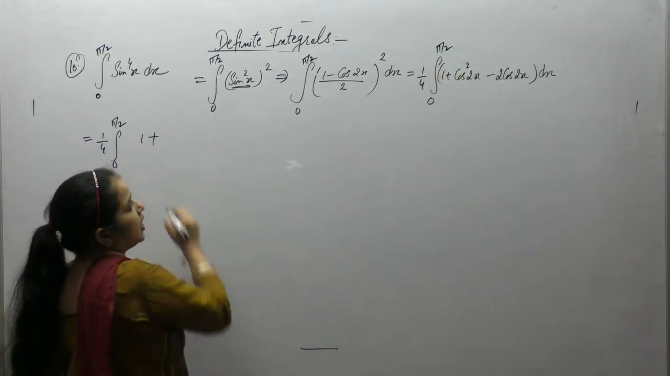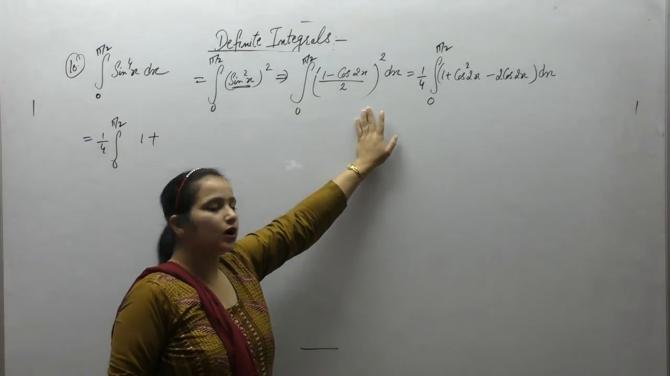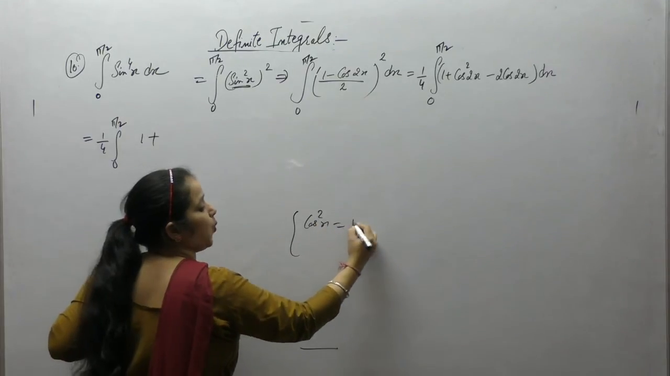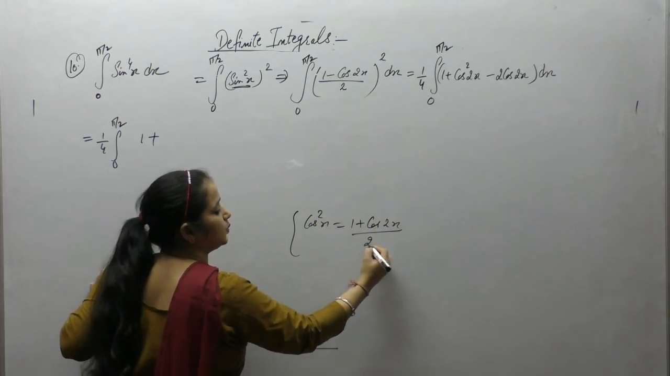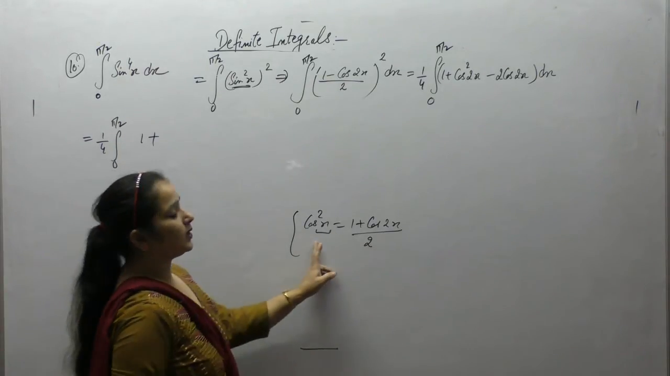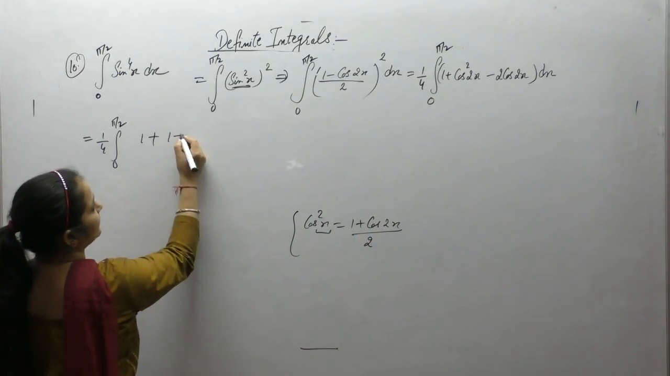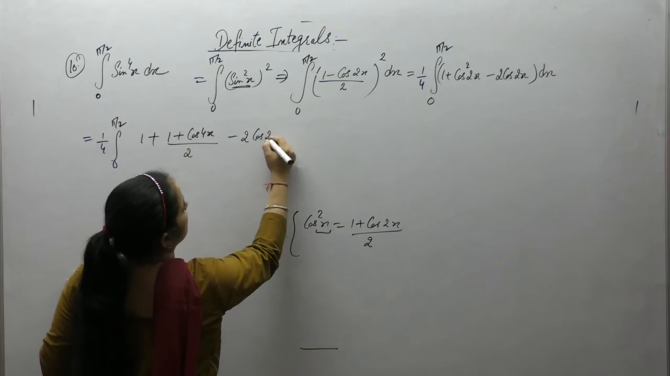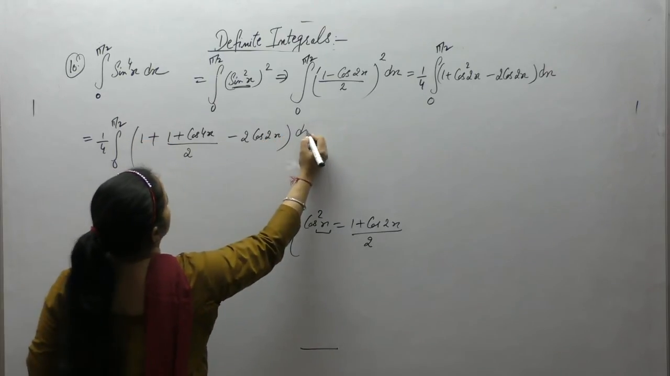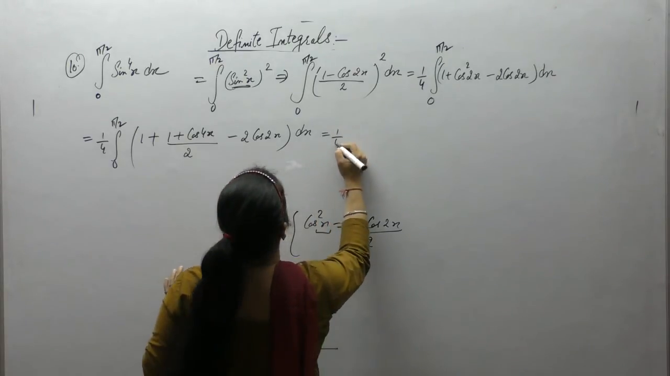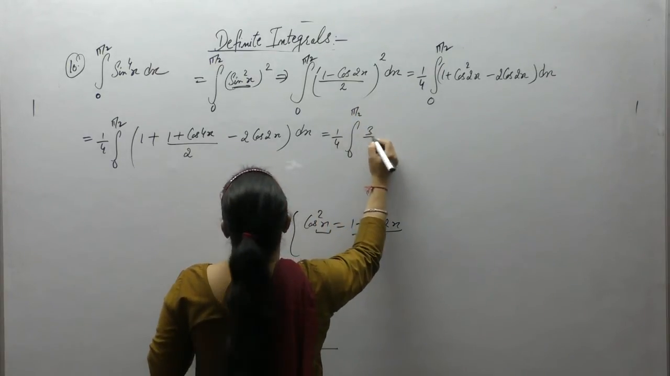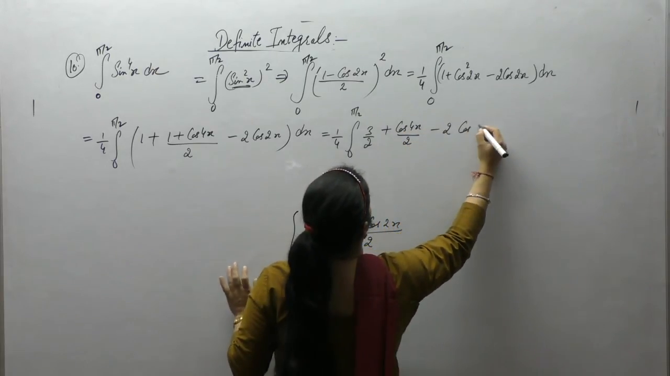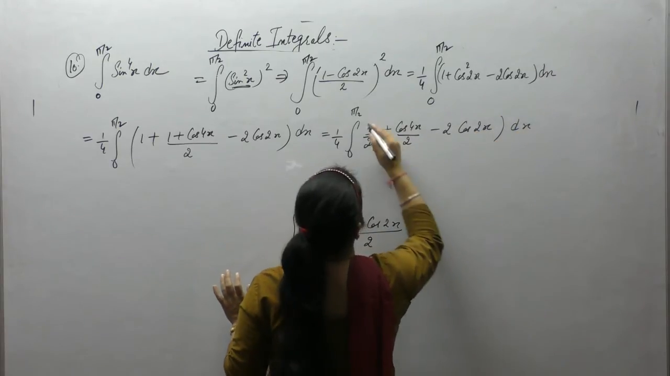The value of sin²x is (1 − cos 2x)/2 and the value of cos²x is (1 + cos 2x)/2. Here the angle is double, so cos²2x has the value (1 + cos 4x)/2, minus 2 cos 2x dx. 1 plus 1/2 is 3/2, plus cos 4x/2 minus 2 cos 2x dx.